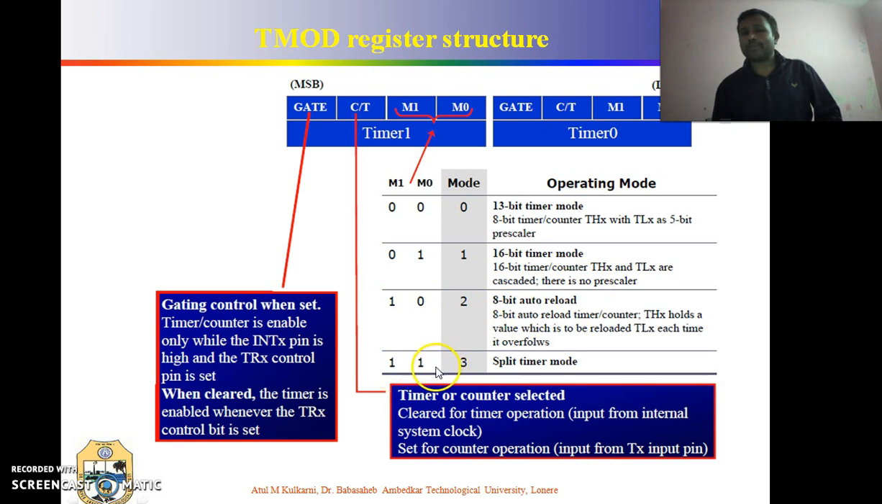And if these bits are 1 1, then we are using split timer mode. That means these 4 modes. Out of these 4 modes, which mode the timer programmer is using can be identified through these 2 bits of the TMOD register. And for the time being, just consider these bits are 0 1, that means we are using 16-bit timer mode.